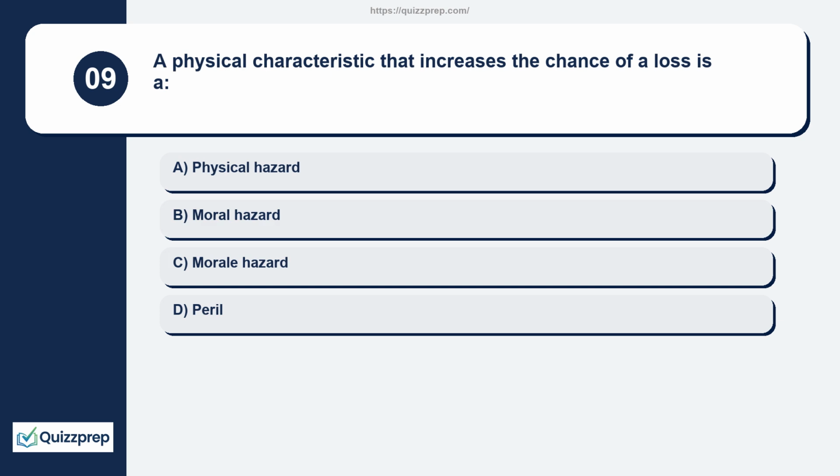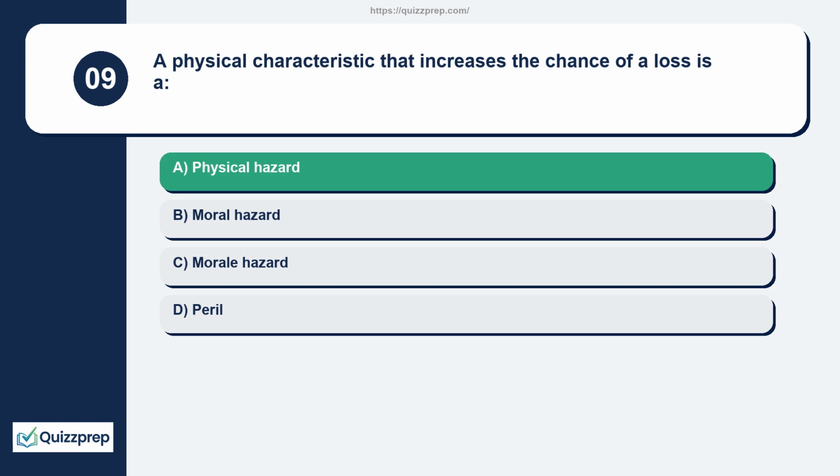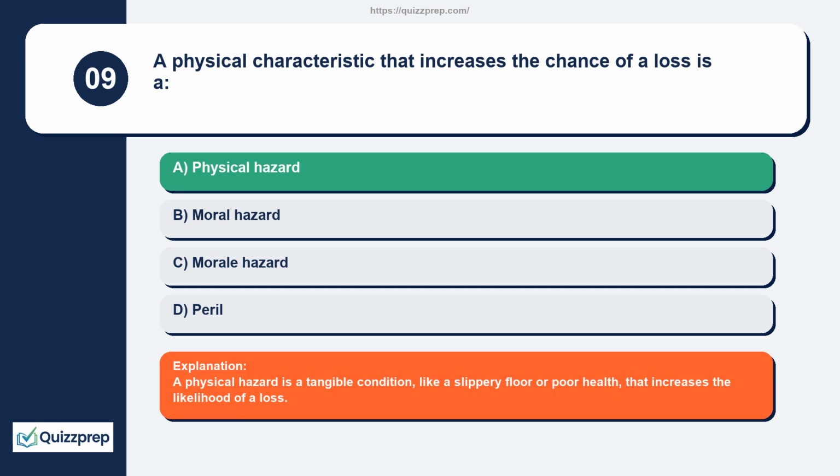Question 9. A physical characteristic that increases the chance of a loss is a physical hazard, moral hazard, morale hazard, peril. A physical hazard is a tangible condition, like a slippery floor or poor health, that increases the likelihood of a loss.